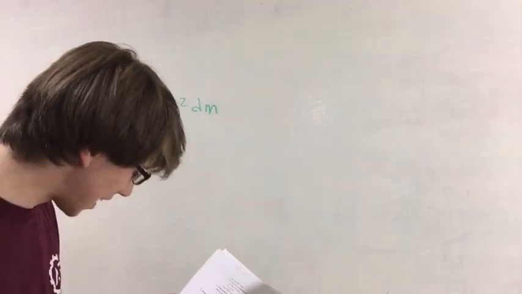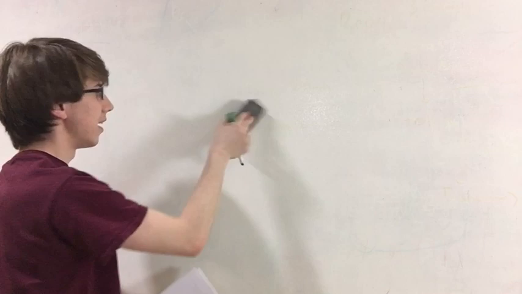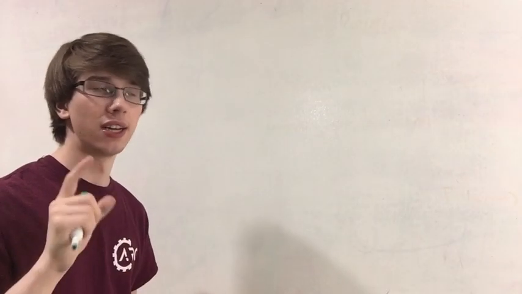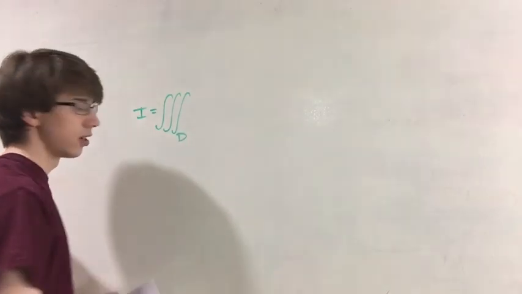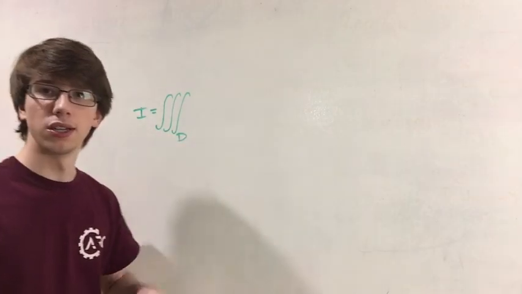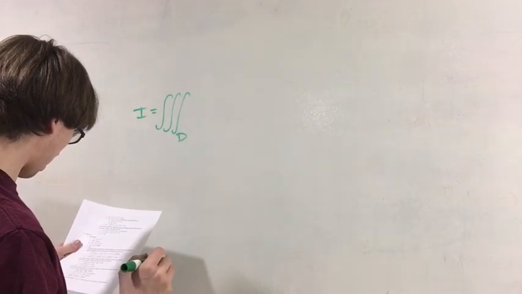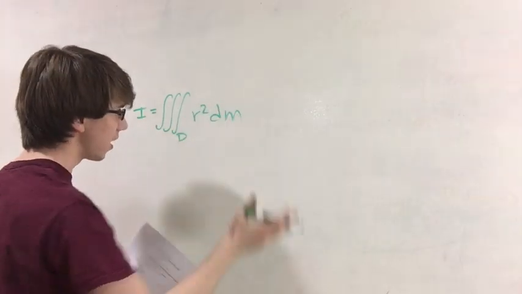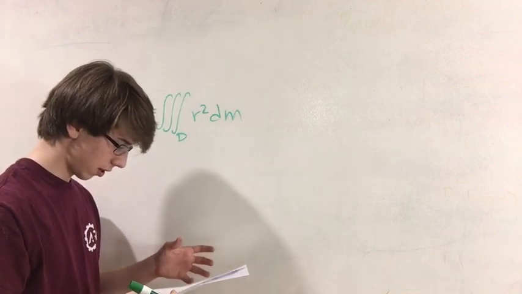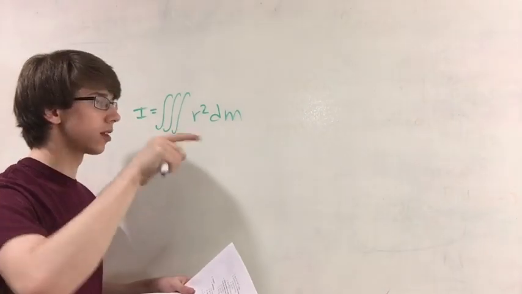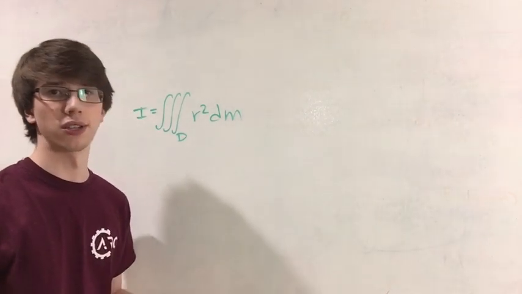However, it's actually a lot easier if instead of doing it as a line integral, you do it as a multiple integral, depending on the number of dimensions. So we're going to say I is equal to our 3-dimensional integral over the space D of r squared dm. So it's the same thing, except now we're over 3 integrals. And dm can become some value dA, some value dV, and so on.